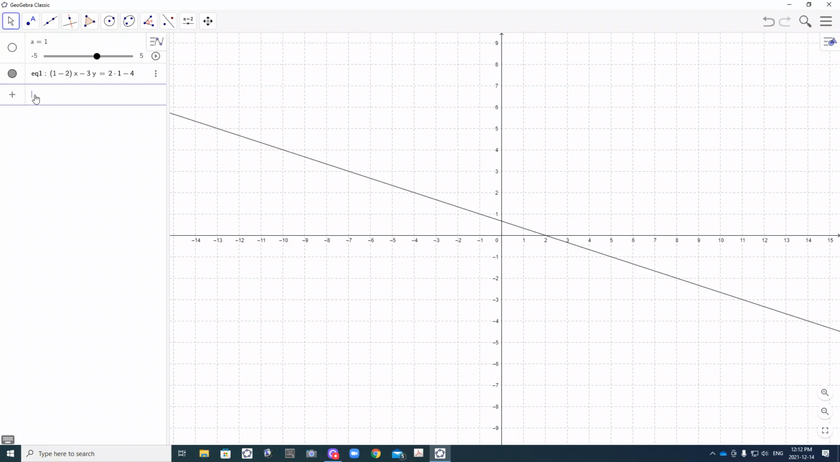And let me also introduce my point A. What are the coordinates? Can you tell me what are the coordinates? Minus 1 and minus 2, yes? So that is also my point here. You see, this is a slider. What is the value for A right now? It's 1. And you see that the line generated by that formula is not passing through A.